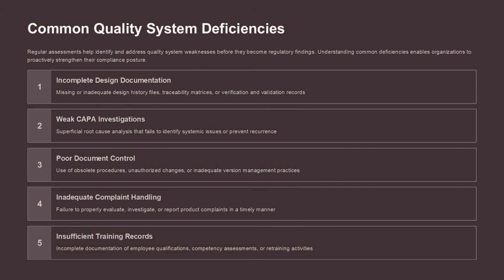fails to identify systemic issues or prevent recurrence, use of obsolete procedures, unauthorized changes, or inadequate version management practices, failure to properly evaluate, investigate, or report product complaints in a timely manner, and incomplete documentation of employee qualifications, competency assessments, or retraining activities.